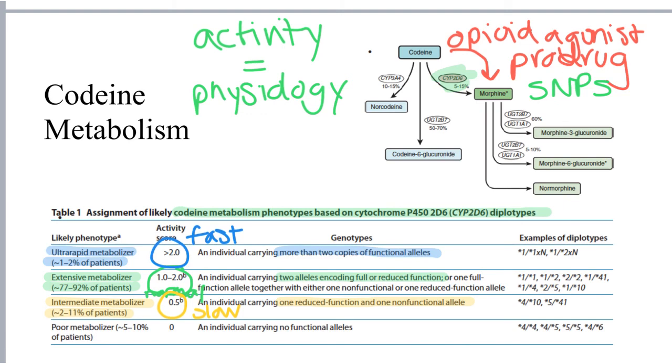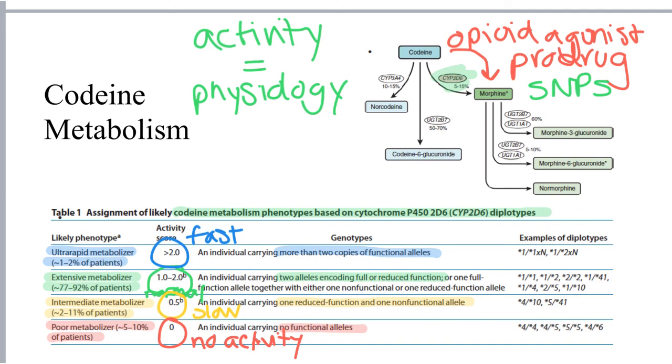Finally, there are poor metabolizers, which comprise 5 to 10% of patients. These individuals have completely non-functional CYP2D6 enzymatic activity because they carry no functional alleles. In these individuals, codeine is not converted to morphine at all.